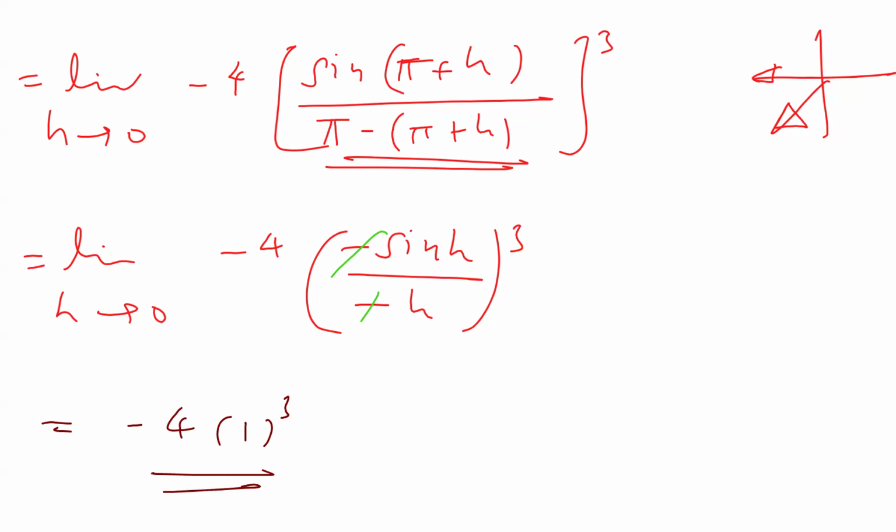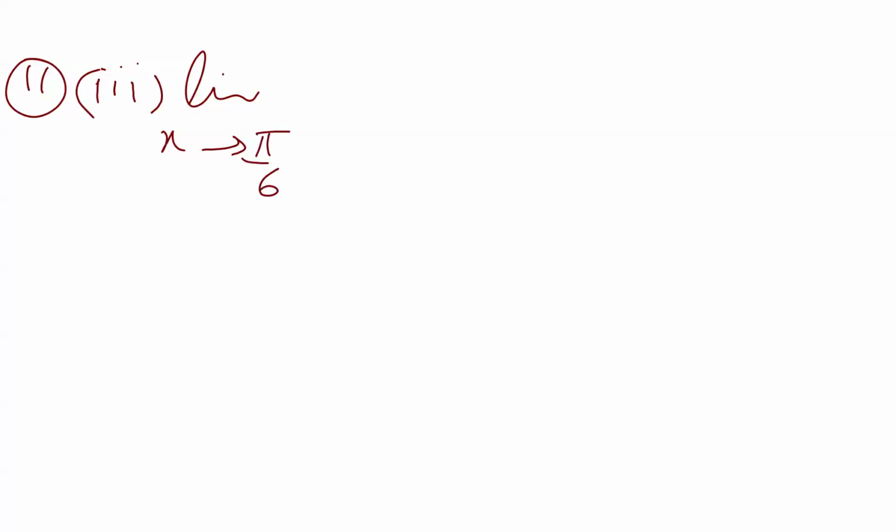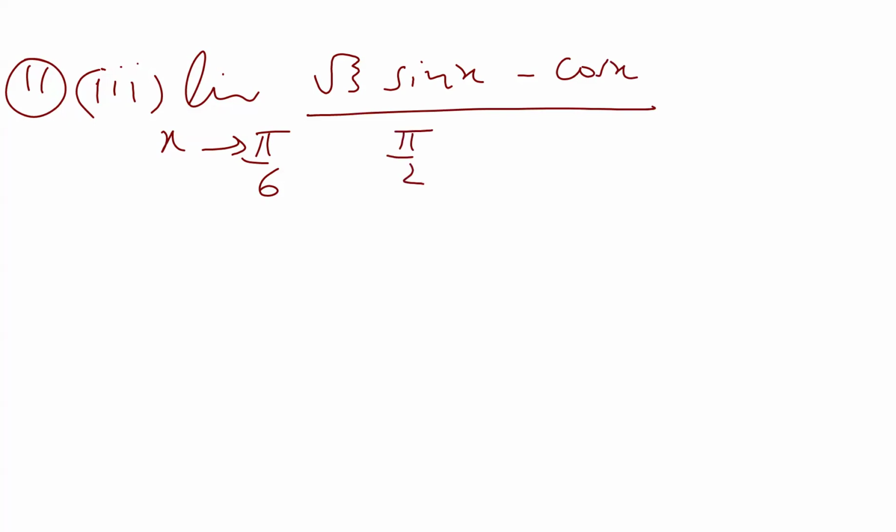One last problem from this exercise. Question number 12 we have already done from the worksheets in the previous recording. So question number 11, question 3. Relatively a big problem. Limit x approaches pi by 6, root 3 sin x minus cos x upon x minus pi by 6. Okay.